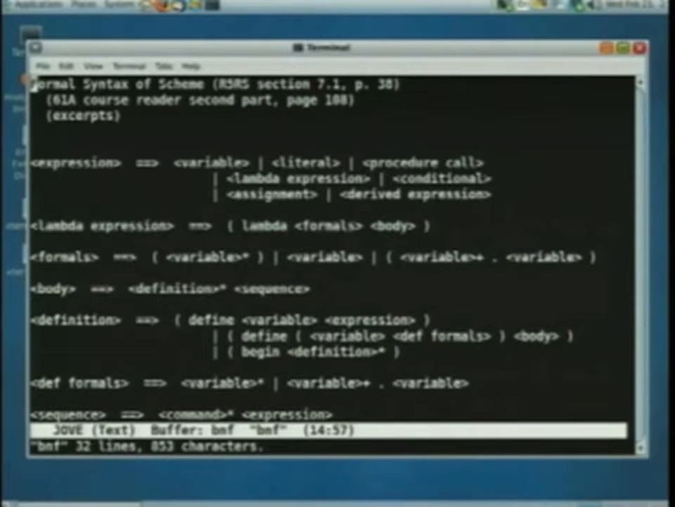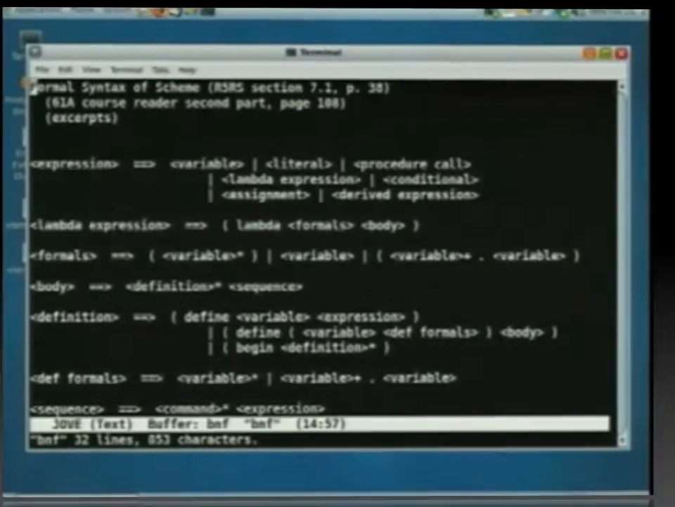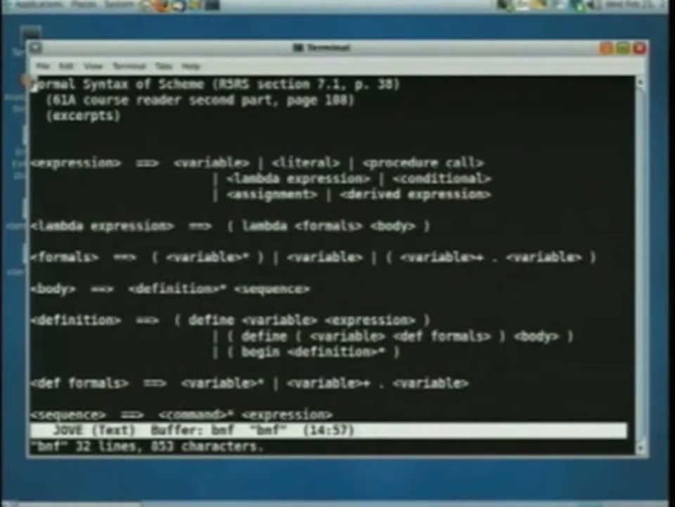Okay, so this is an excerpt from something in the Scheme reference document. This isn't the whole thing, it's just a little piece of it. And this is the formal syntax of Scheme. This is a description of what a Scheme program looks like. And it says, what does an expression look like?